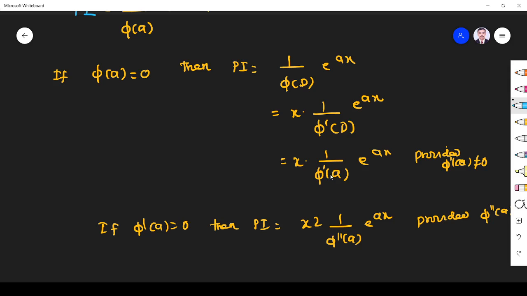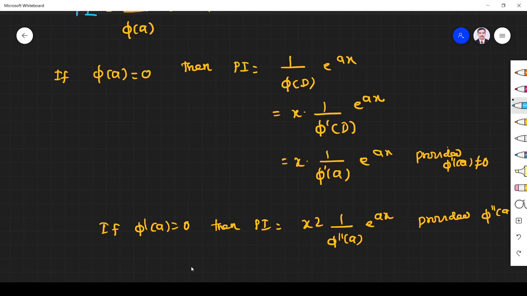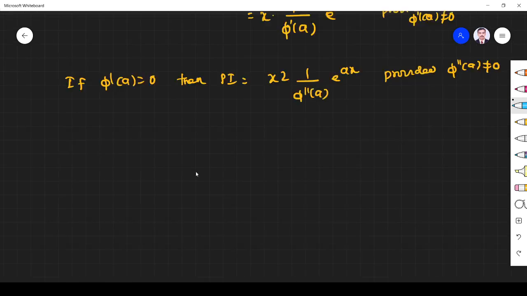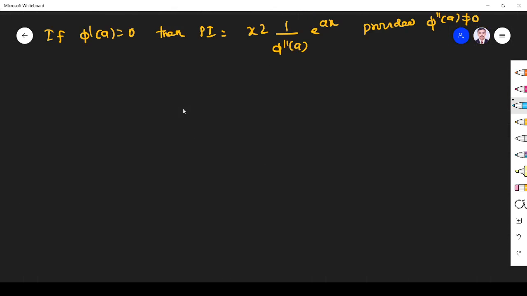Suppose φ'(a) is equal to 0, then again what you have to do is multiply the equation by x, so it will become x squared. Differentiate the denominator, φ''(a), e power ax. The procedure may be a little difficult for you, but when you solve the problem, it is the easiest one. Let us solve some problems, then you will understand everything very easily. Type 1 is a very easy one. We should not miss this if they ask in the exam.